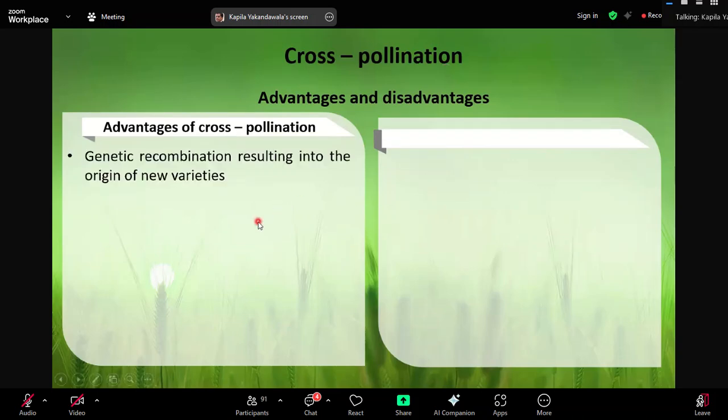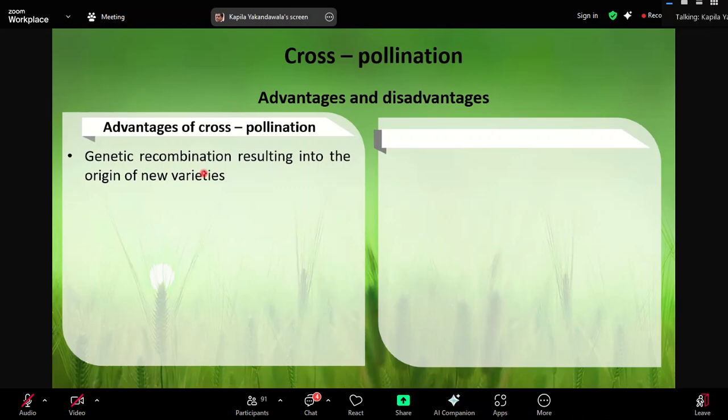What are the advantages of cross-pollination? When cross-pollination occurs, all genes are always mixed up. So there's a recombination of genetic material. So you can develop new varieties, and these new varieties may be high yielding.